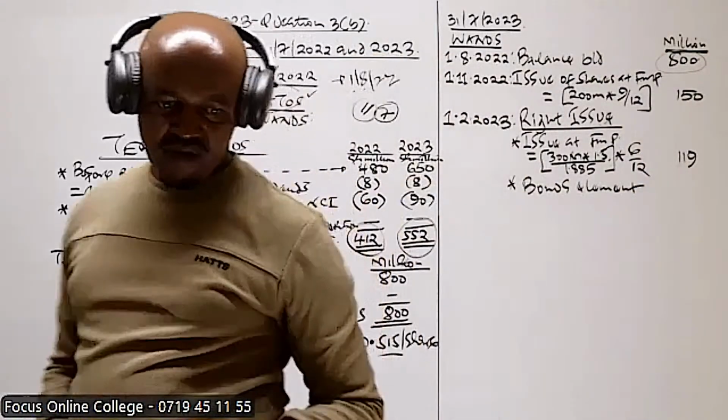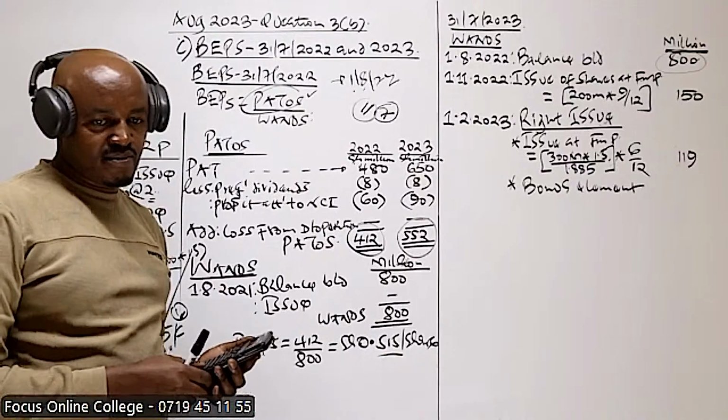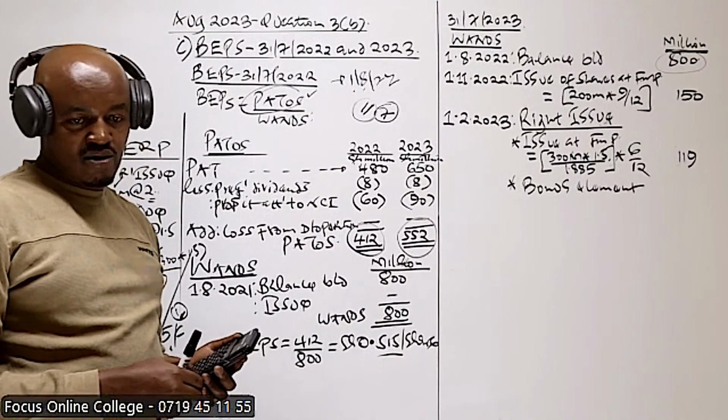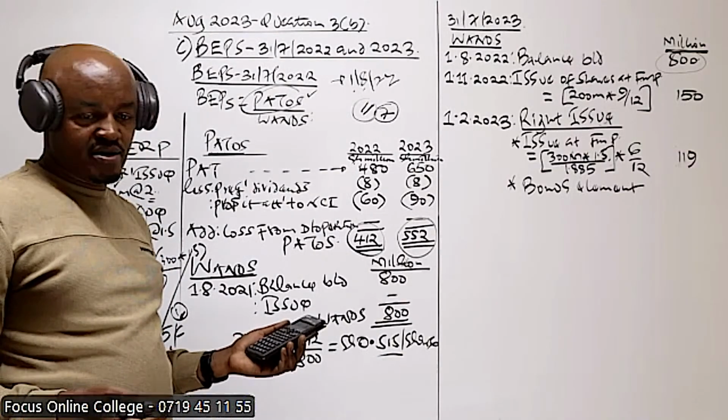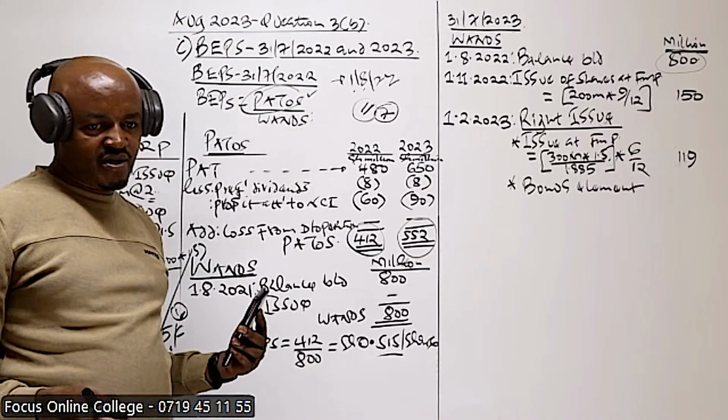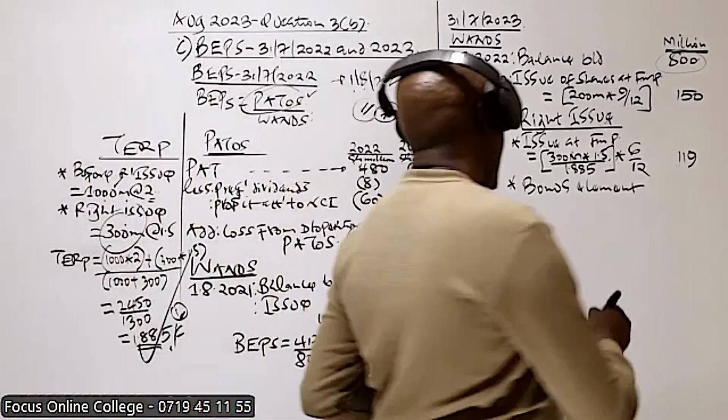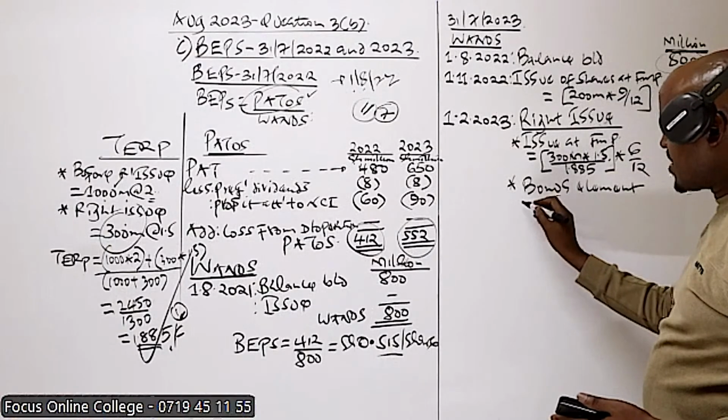The nearest whole number, what are you getting here? 119? Yes, 119. So then we compute the bonus element. Remember the formula. Recall the formula.